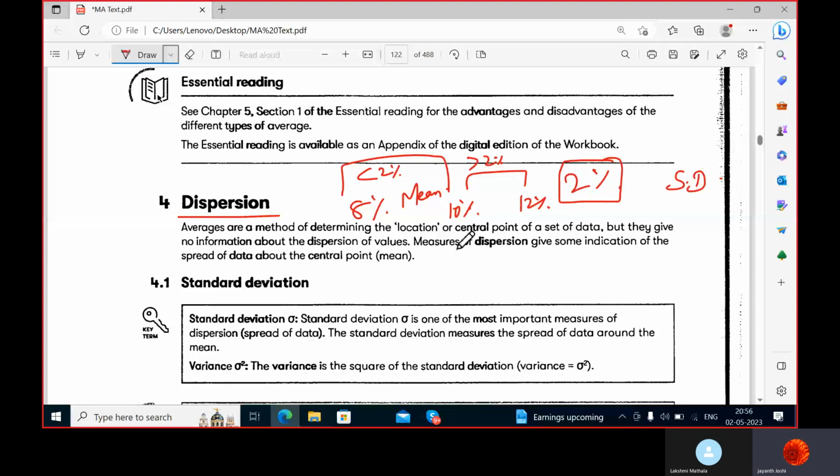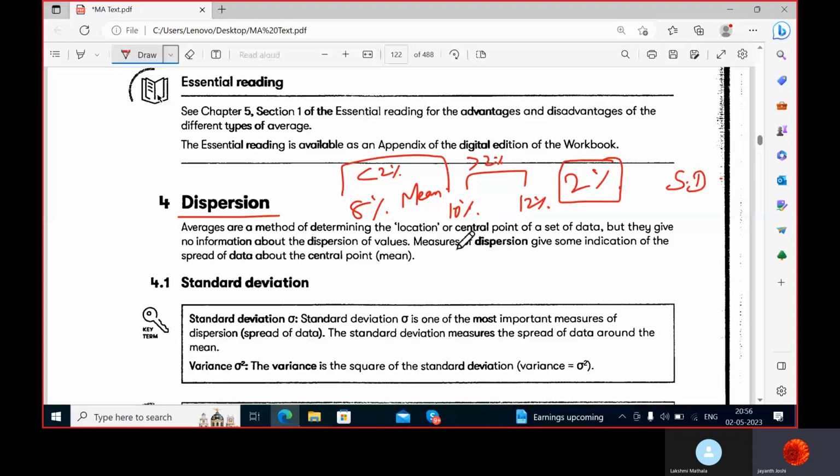Dispersion is a measure of how far away you are from the mean, or it shows the spread. This is the spread. The spread is 2% here. That means you can get 2% more returns than the average, or you can get 2% less returns than the average.